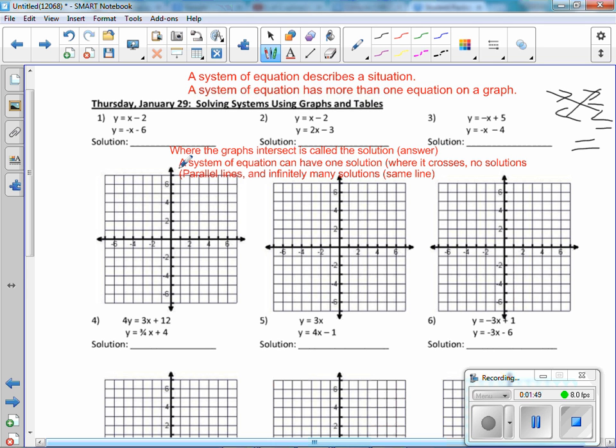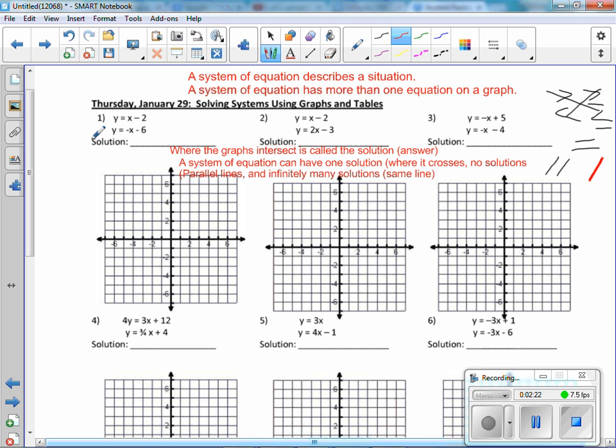The next note: a system of equations can have one solution, where it crosses. We'll talk about it in a few minutes. No solutions means it's parallel lines. When you graph them together, they don't intersect at all, so there's no solution. Infinitely many solutions means that when you graph two equations, they are on the same line. I know you all can do this.